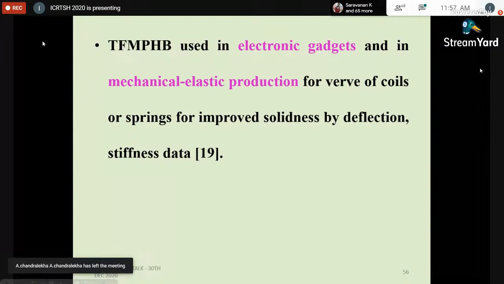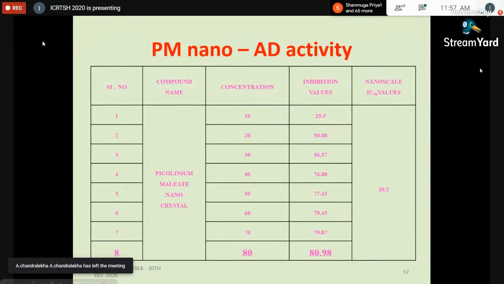Next slide, please. Yeah, here picolinium malleate data is to be given, the IC50 value for nanoscale. Macro scale we have already discussed. The nanoscale is 20.2. Based on picolinic acid and malic acid, the picolinium malleate is given here as this crystal PM. Picolinic acid has an enhanced anti-diabetic and anti-inflammatory effect. And nanoscale is 20.2, and macro scale is an increased value of 20.26.